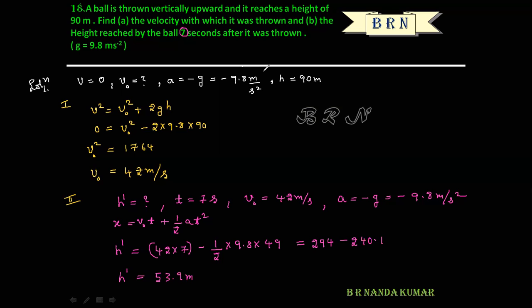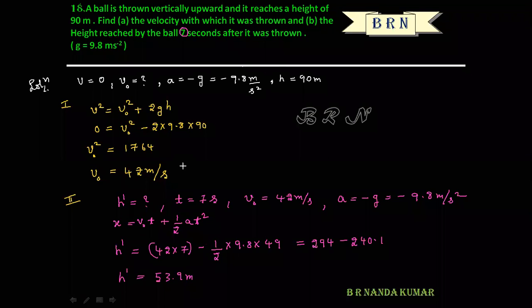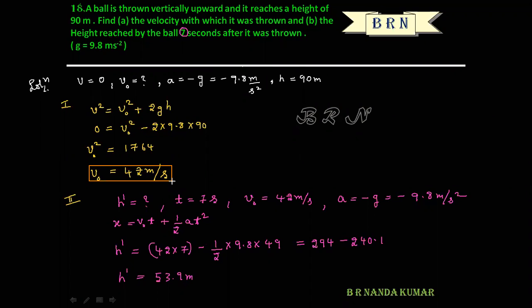Okay. So the velocity with which it was thrown is 42 meter per second, and the height reached by the ball 7 seconds after it was thrown, that is 53.9 meter. Right?